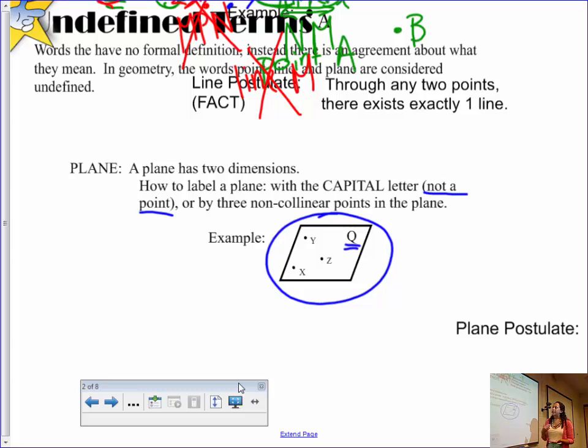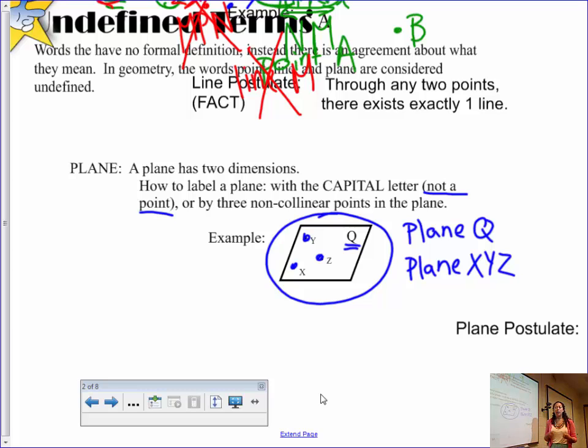We can also name him by using 3 non-collinear points in the plane. For example, we have points X, Y, and Z. Notice that those 3 points, X, Y, and Z, are not on the same line, so they are non-collinear. Okay? So I could say that this is plane Q. I could say that this is plane XYZ. Or you could rearrange those letters in any fashion you want to. Typically, I like to go with alphabetically in order, so that's why I'm going to choose XYZ as opposed to YZX. So these are the 2 ways I can name this plane.